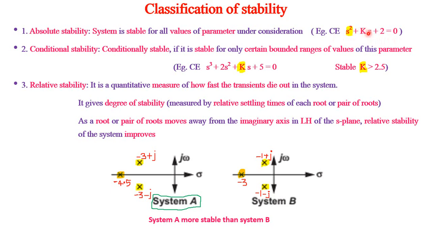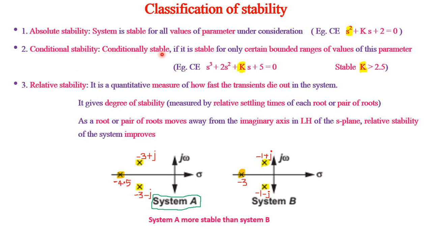Here, whatever be the value of k, if k is greater than 0, that is, the gain is greater than 0, the system is going to be stable. So that was stability; next, conditional stability.